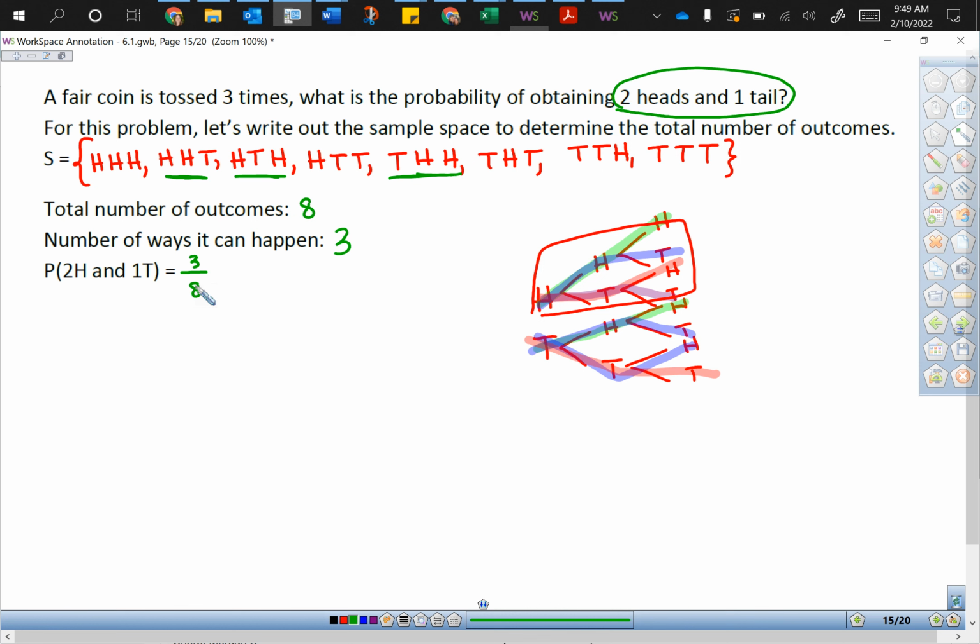All right, what is that as a decimal? 0.375. So what do we think? Likely, unlikely, certain? Unlikely? Any questions?